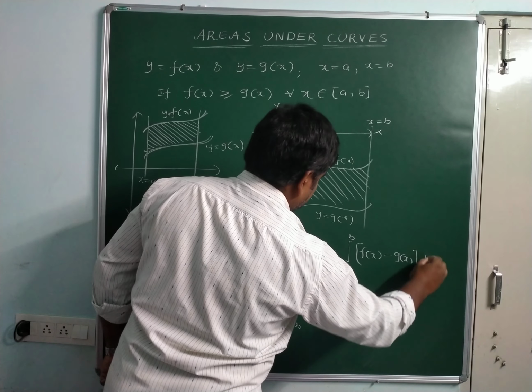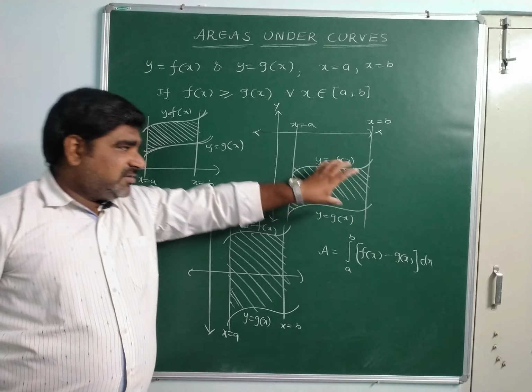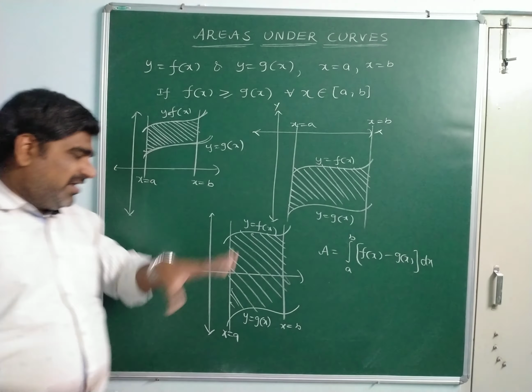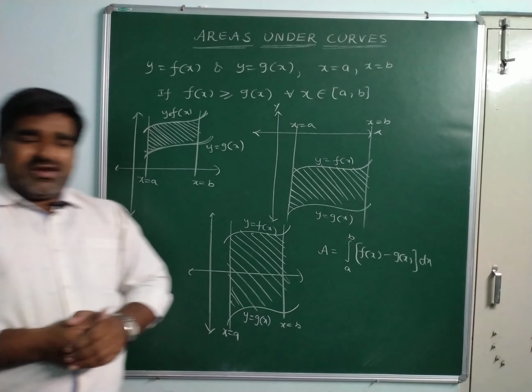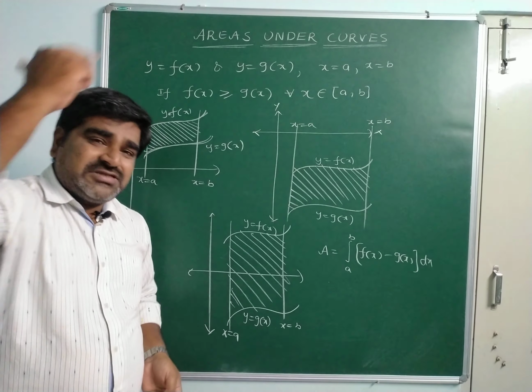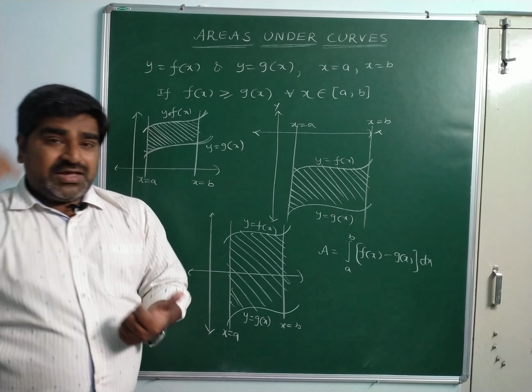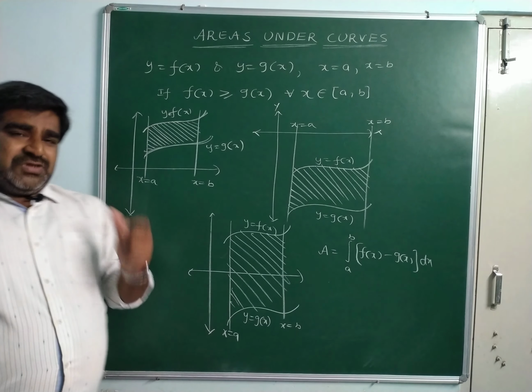In all the cases, this region gives this same integral. In all the cases, integral a to b, f of x minus g of x. f of x means the upper curve, minus g of x means the lower curve. Upper curve minus lower curve. Very, very important.